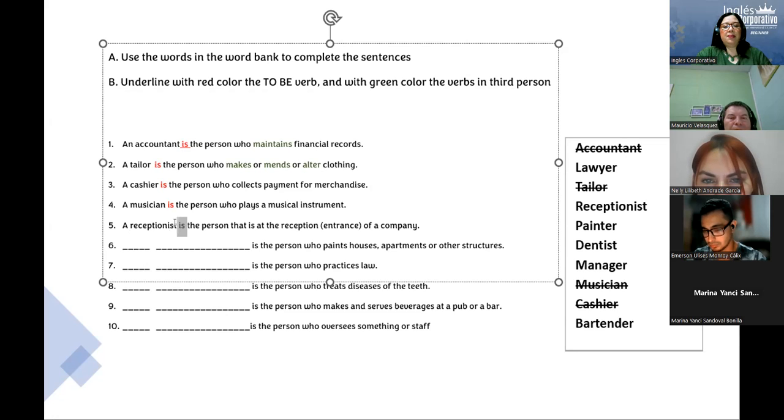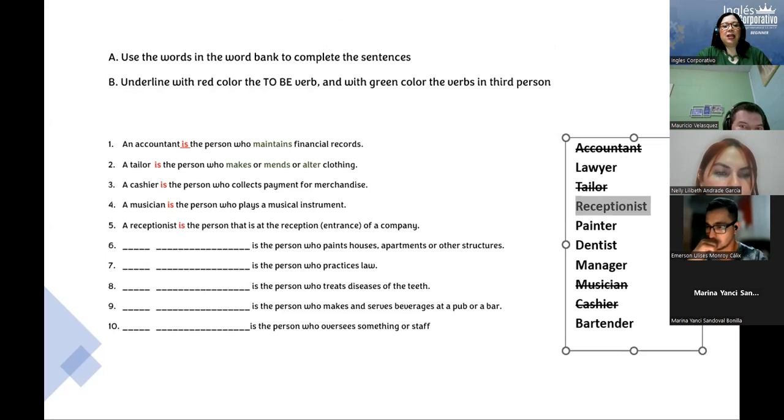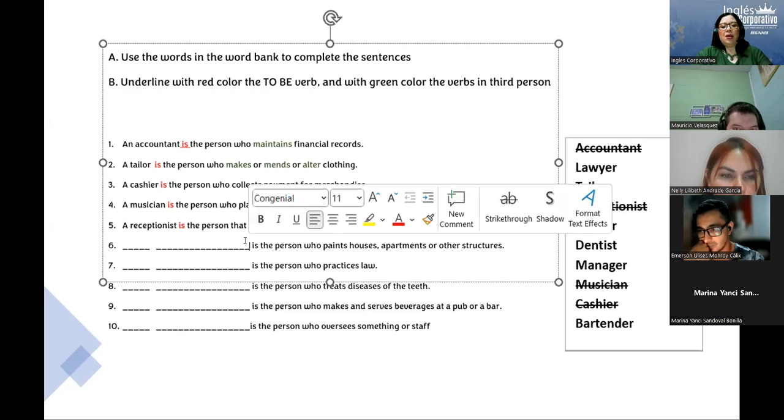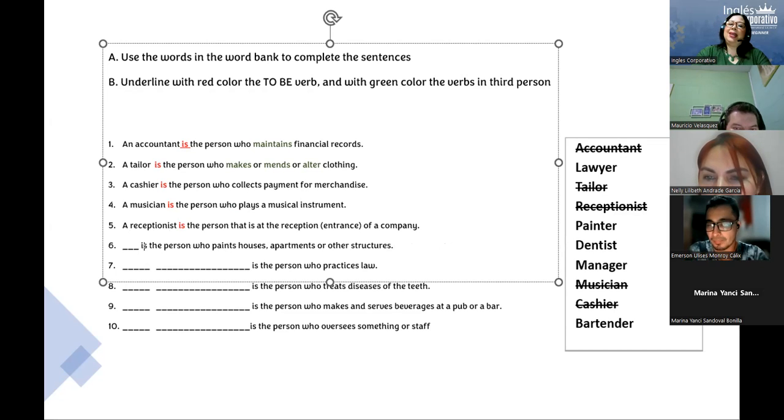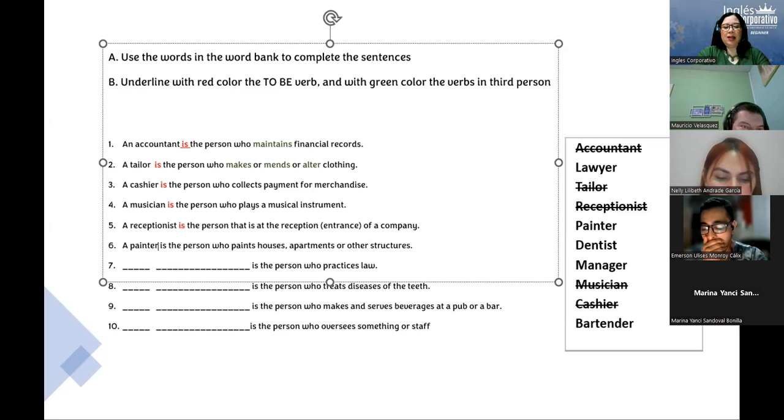We're talking in singular, everything is singular. Number six. A painter. Say it completely. A painter is the person who paints houses. Remember that we have to pronounce that S, okay? A painter is the person who paints houses, apartments, or other structures. Okay, next.